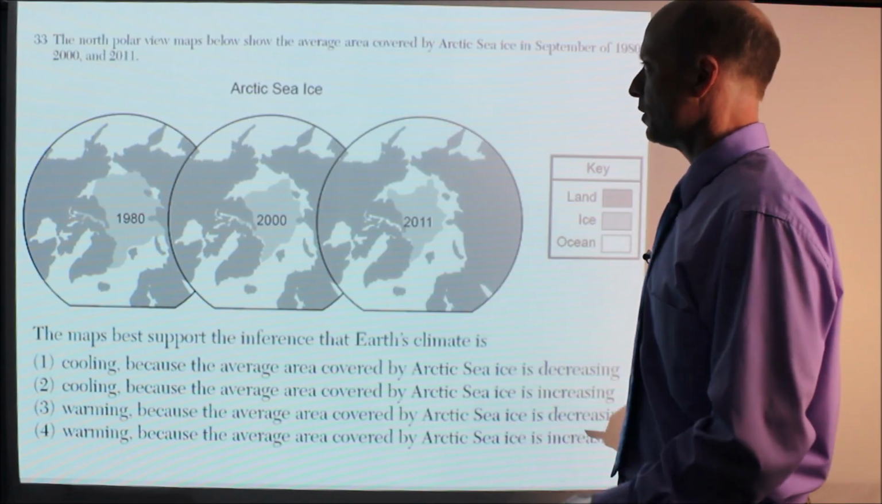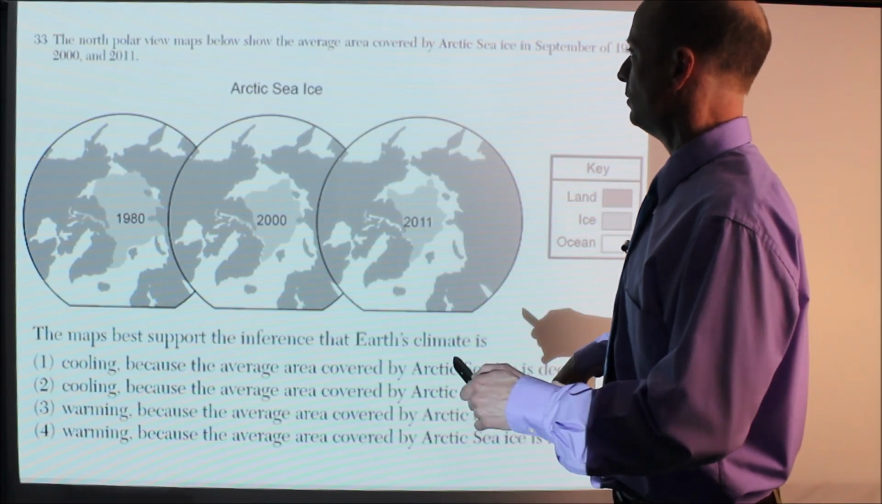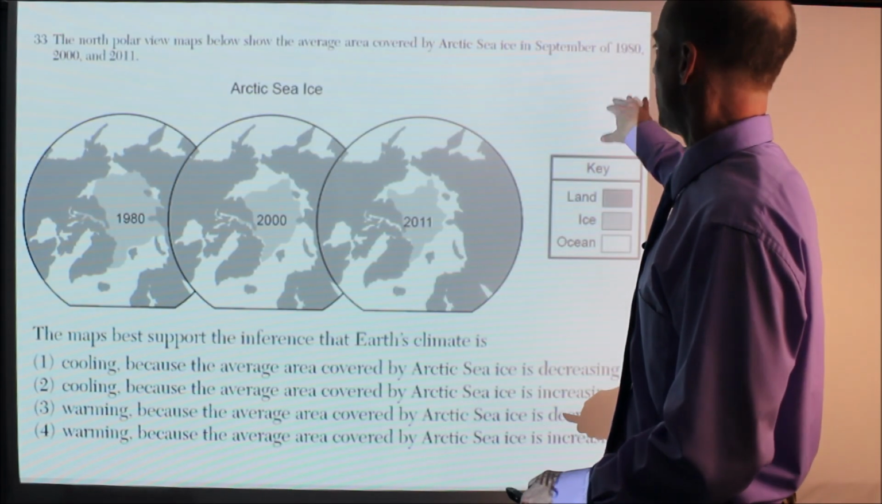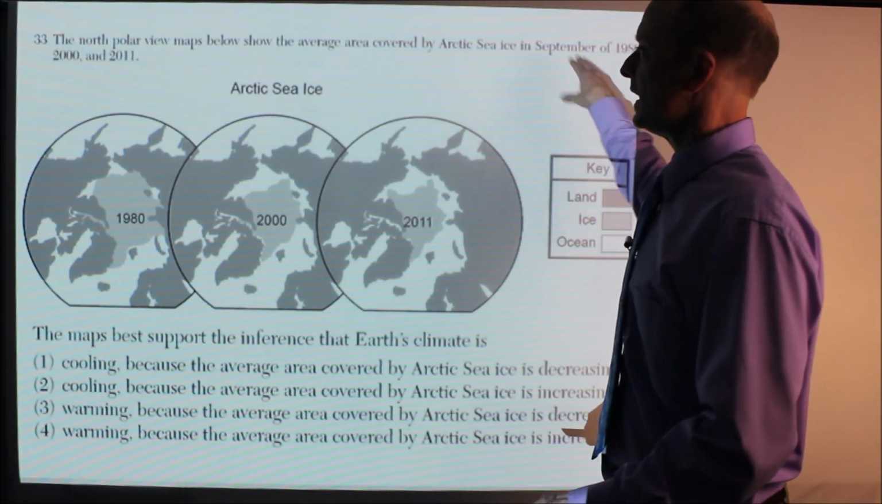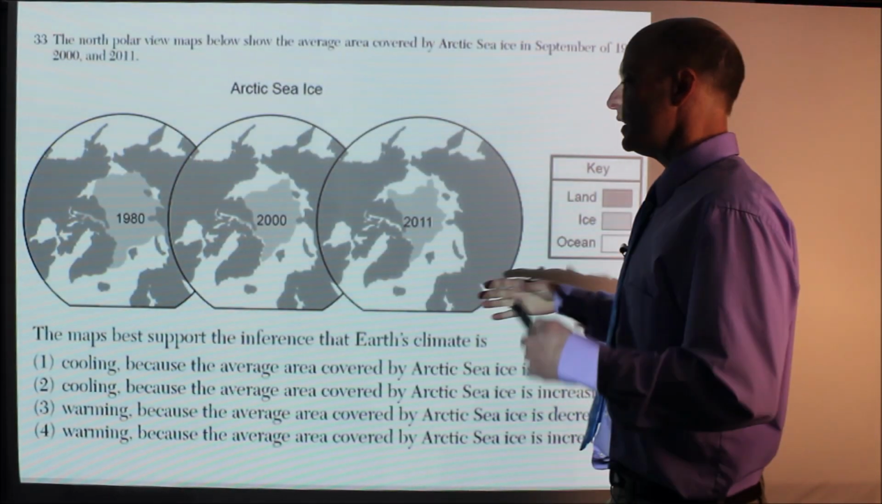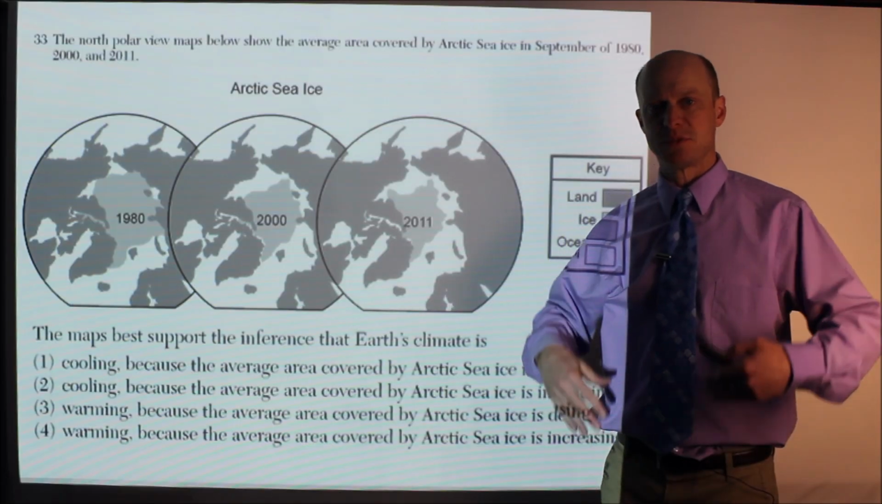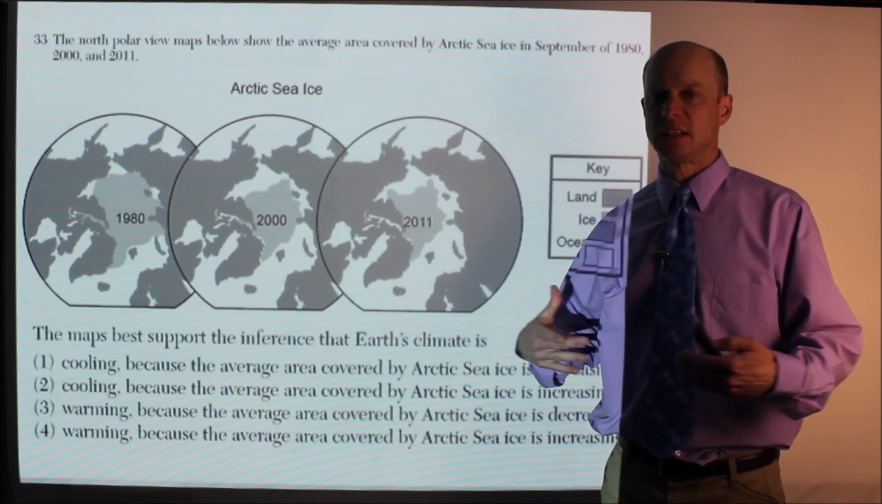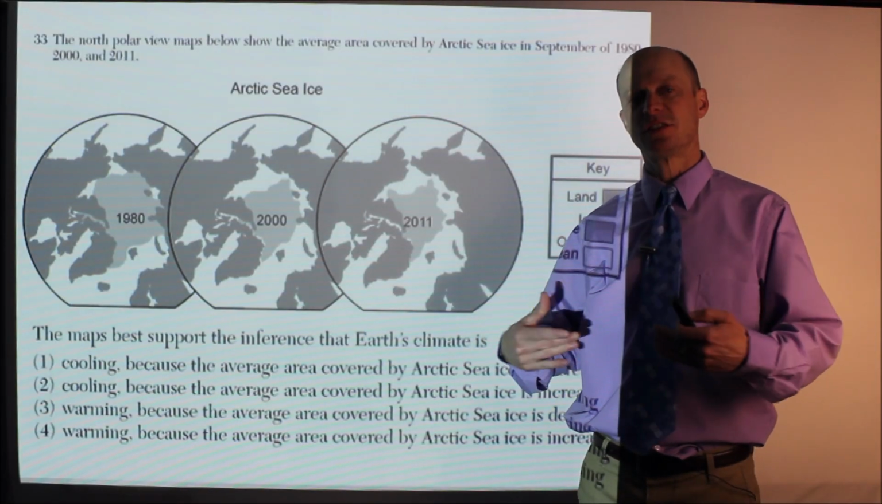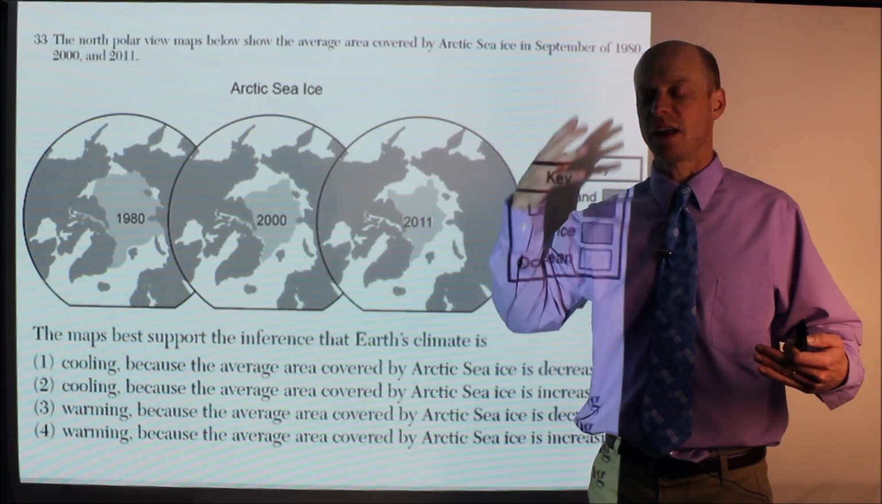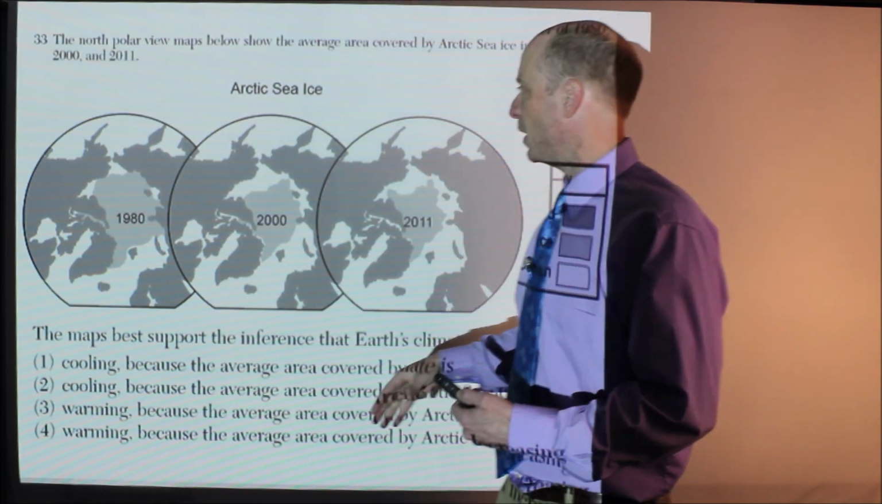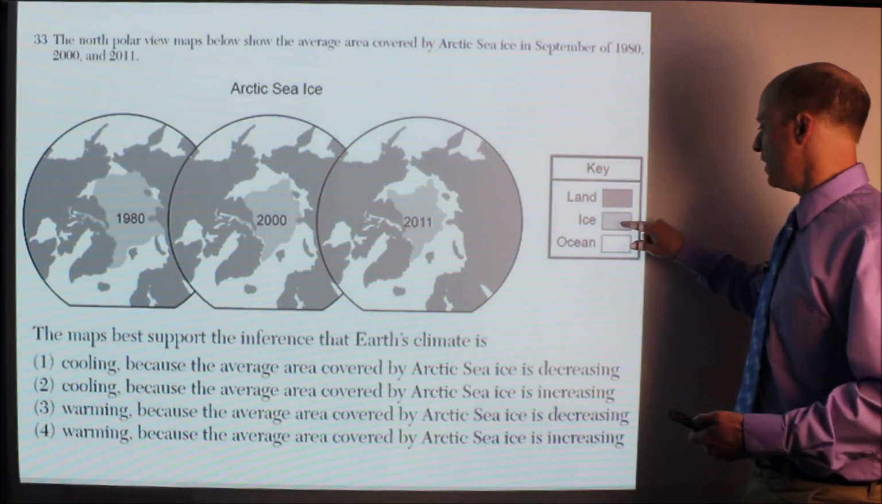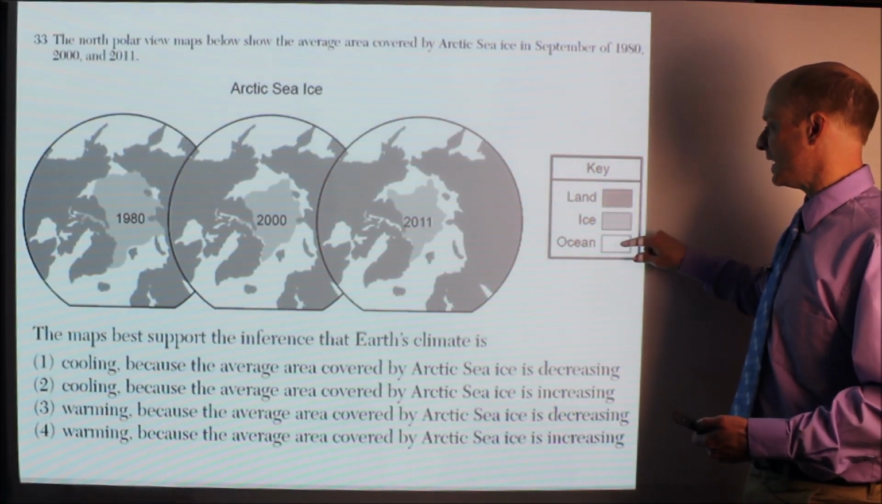33. The North Polar View map below shows the average area covered by Arctic sea ice in September 1980, 2000, and 2011. So this is one of those where you just look at the maps, digest it, and see what this shows. It doesn't require a lot of background knowledge. So look at the key here. The lighter color is the ice and the white is the ocean.